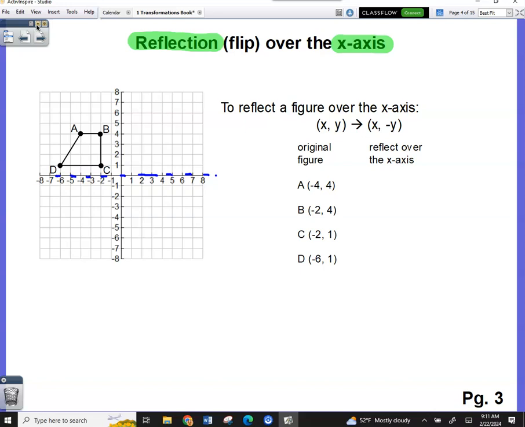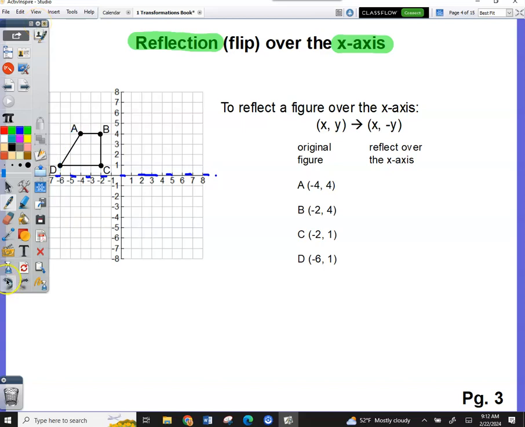If the shape were below the x-axis and I'm reflecting over the x-axis, it would go up. So while the x-axis does not move, it depends on where the shape is whether you're reflecting down or up. So don't say, oh, you're going down every time. No, not necessarily. Because if it was down here, it would be going up, right? So be careful there. It always depends on where the shape is.